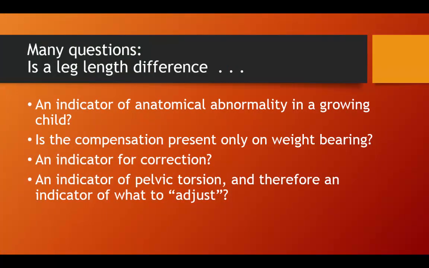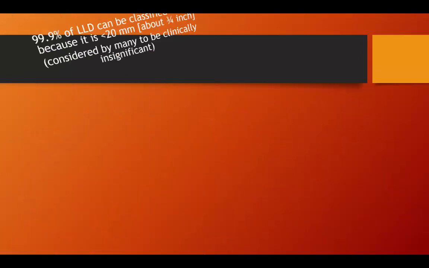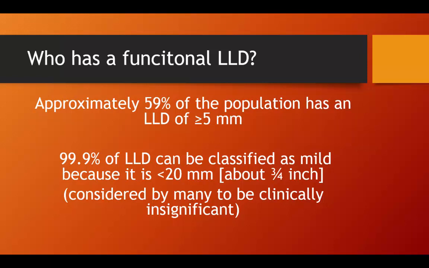So there are many questions. Is a leg length difference an indicator of anatomical abnormality in a growing child? If this is true, then obviously orthopedic referral is a strong consideration. Is leg length deficiency present only on weight bearing? Then compensation may be occurring at the foot, ankle, knee, or hip, requiring orthopedic compensations such as foot orthotics. Is LLD an indicator for correction, an indicator of pelvic obliquity, and therefore an indicator of what to adjust?